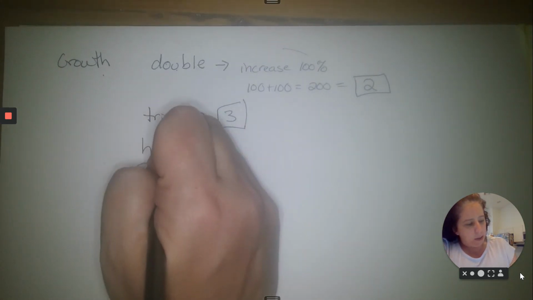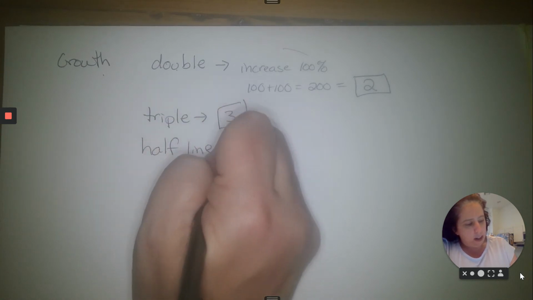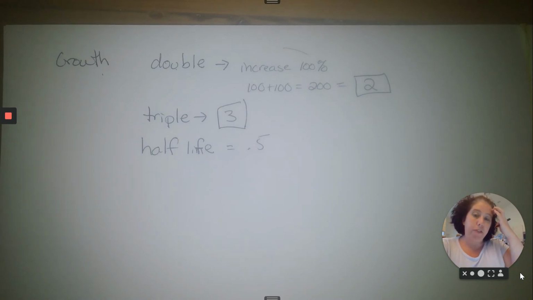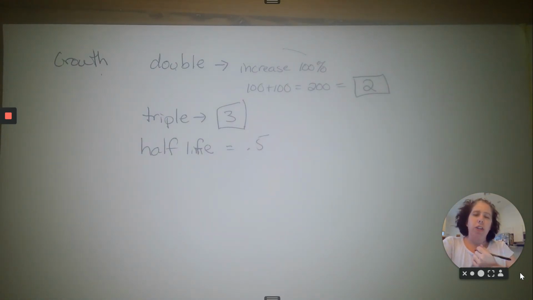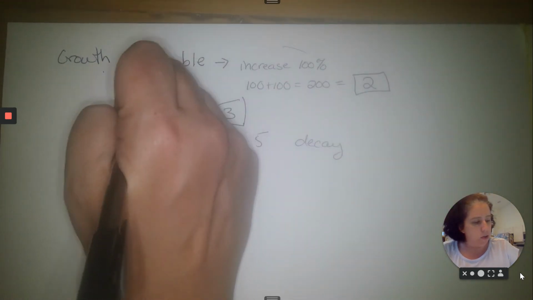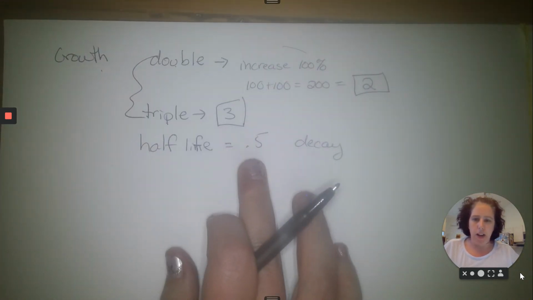And then if it says something like a half-life, guys, that's going to be 0.5 because it's going to be half. A half-life you usually hear in chemistry. It just means that's how long it takes for half of it to disappear. So you're just going to use 0.5, and this is going to be a decay. These two are growth. This one's going to be a decay, so be careful.